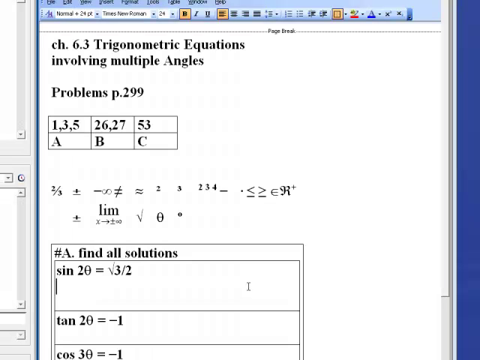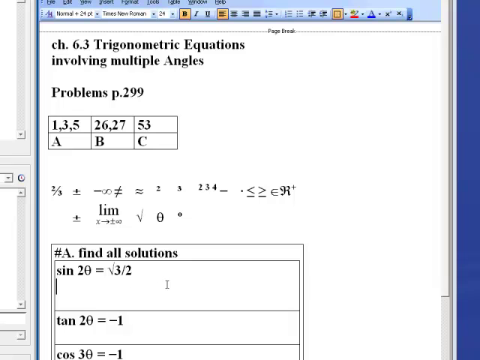Welcome to the problem section for trigonometric equations involving multiple angles. And it says for the first few problems, find all solutions for theta between 0 degrees and 360 degrees, and then verify your answers graphically. So for the first one, of course, taking the inverse sine of square root of 3 over 2 is going to give us 60 degrees as a reference angle.